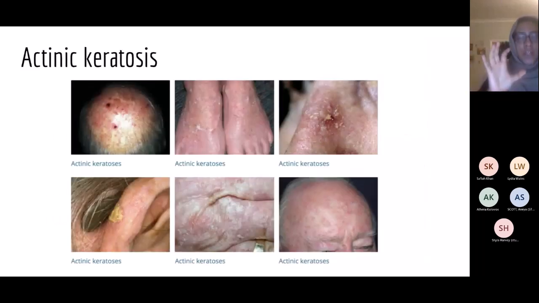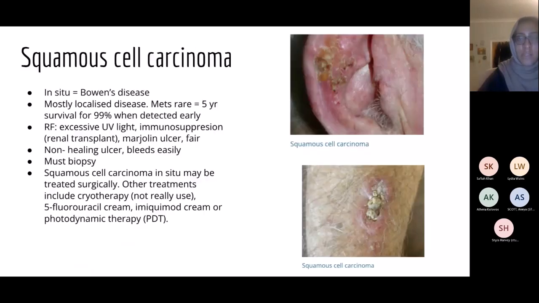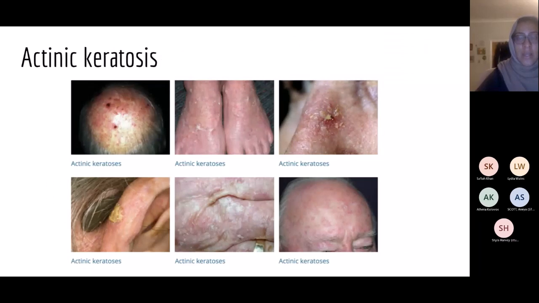Now, why the history of a squamous cell carcinoma is important is that you would want to differentiate it from an actinic keratosis. Actinic keratosis is a pre-malignant stage of a squamous cell carcinoma. And actually, if you look at the images of this in comparison to the image of a squamous cell carcinoma, they're quite hard to differentiate. But this is where the history becomes really important, because actinic keratoses don't tend to be symptomatic, so they don't tend to be painful or bleed.